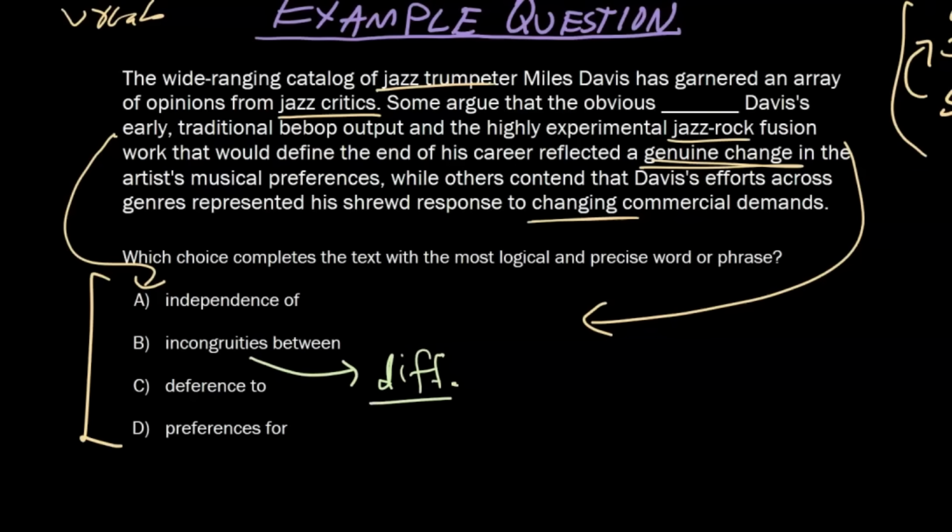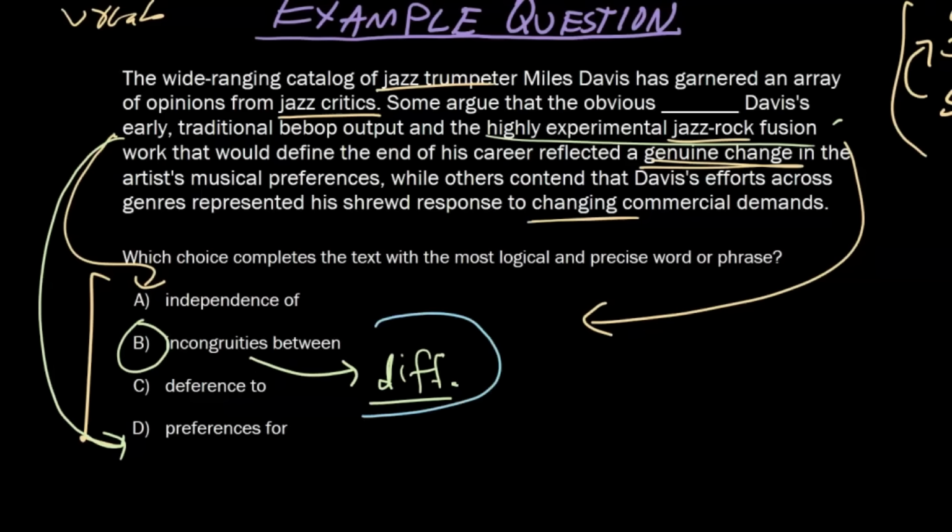Now, deference to. Some argue that the obvious deference to Davis's early traditional bebop and the highly experimental jazz rock fusion work that would define the end of his career reflected a genuine change. Well, deference to doesn't really make sense there. He's not deferring to anything, right? If anything, he's deferring to this because that's what he eventually switches to. Some argue that the obvious preferences for Davis's early traditional bebop and the highly experimental jazz rock fusion work that would define the end of his career reflected a genuine change. Well, preferences for doesn't really make sense either, especially because if he had a preference for this, he wouldn't choose a switch, right? So the answer should be this one, just out of process of elimination here.